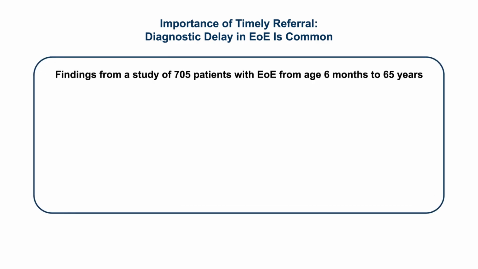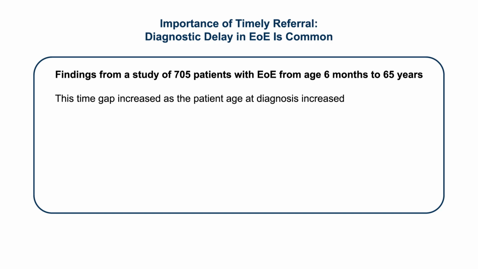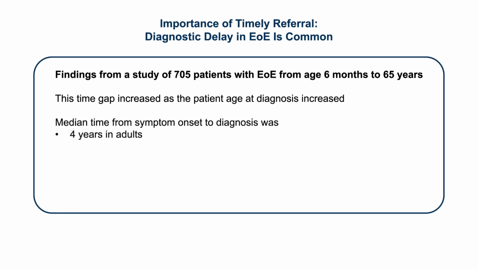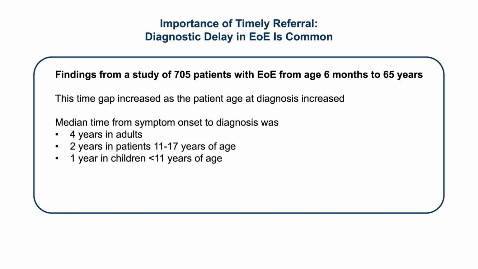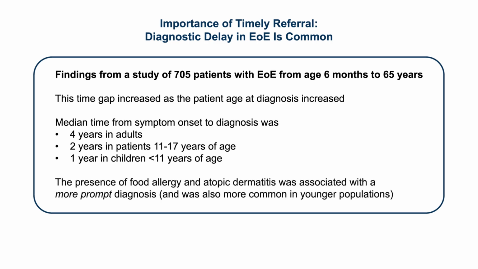In this study by Dr. Chehade in the Journal of Allergy and Clinical Immunology from 2018, the evaluation of 705 patients with EOE from age 6 months to 65 years, they reported that the time gap increased as patient age at diagnosis increased. The average time from symptom onset to diagnosis was 4 years in adults, 2 years in patients 11 to 17 years of age, and 1 year in children less than 11 years of age. The presence of a food allergy or atopic syndrome like atopic dermatitis was associated with a more prompt diagnosis and was more common in younger populations.